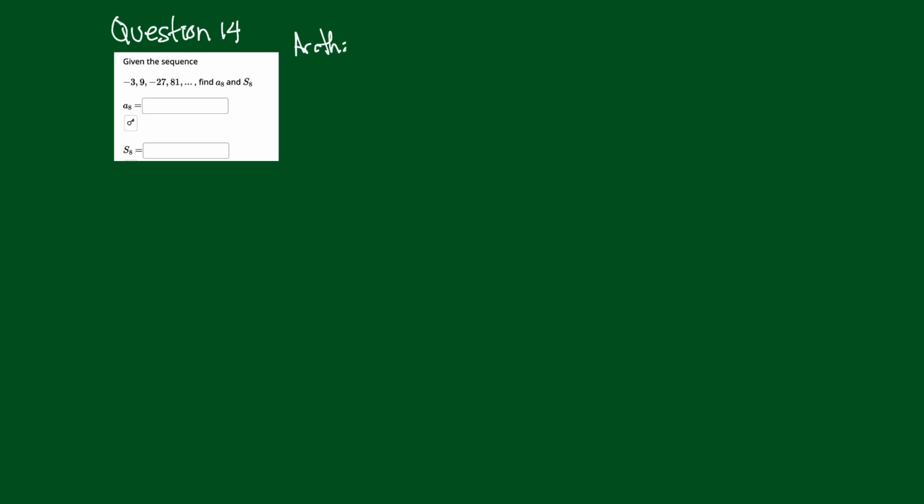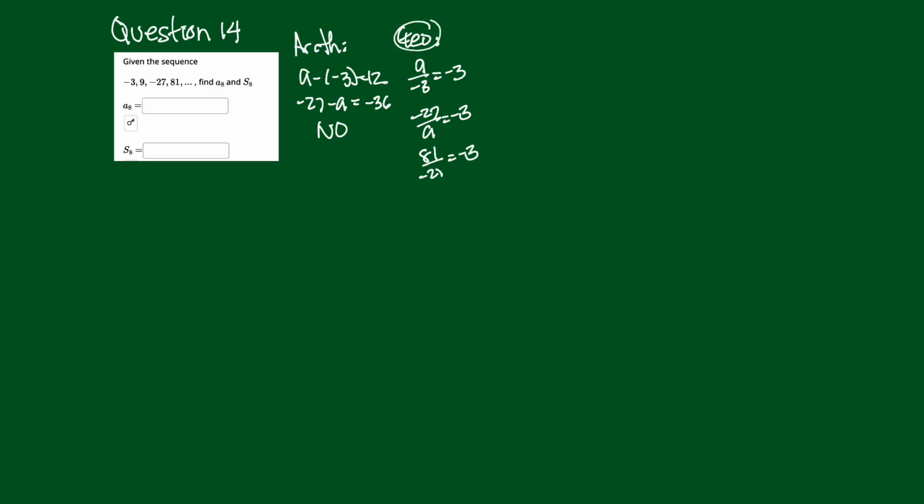I don't know yet. What if it's arithmetic? If it's arithmetic, that means 9 minus negative 3 would be 12, and then negative 27 minus 9 is negative 36, so it is not arithmetic because I don't get the same common difference. Is it geometric? Take the 9 divided by negative 3, I get negative 3. Now take the negative 27 divided by 9, I get negative 3. Let's just be sure. 81 divided by negative 27, negative 3. All right, so it is geometric.